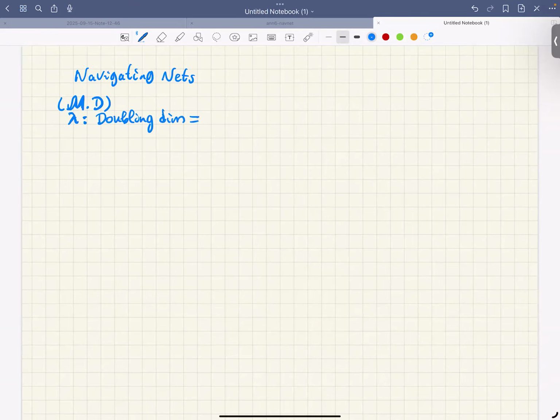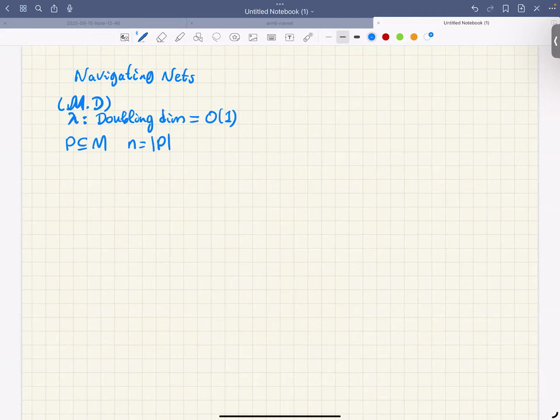This doubling dimension is assumed to be a constant. So this is the scenario I'll focus on. And now we've got a P. So this is a data set, and this data set has a size of N. So this is also the same as before.